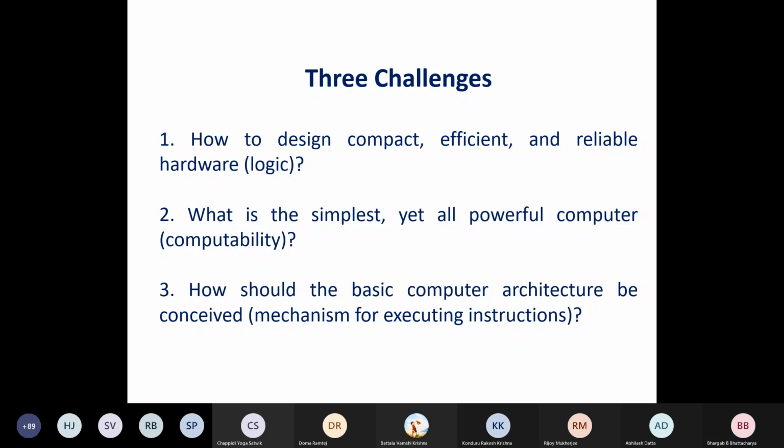Right? So there are three challenges which a computer designer has to face. How to design an efficient logic or hardware? What is the simplest model of computer, or yet all-powerful computing machine? And how should the basic architecture be conceived? That means, what should be an efficient mechanism for executing instructions one after another without an error?